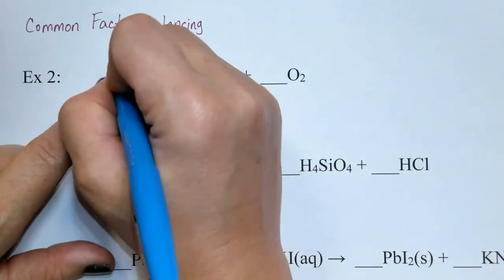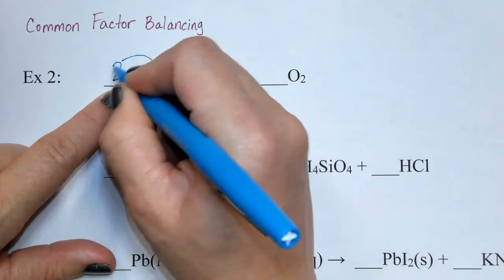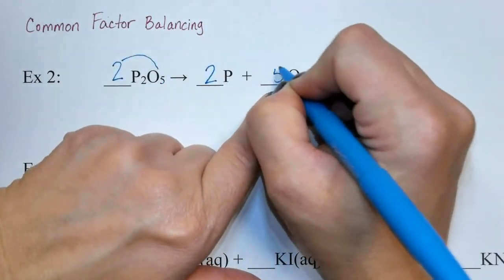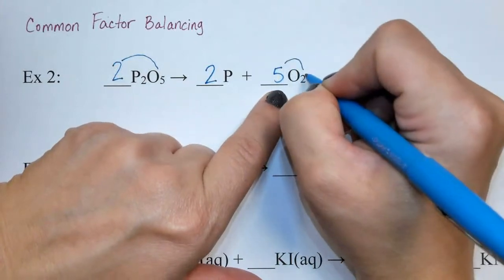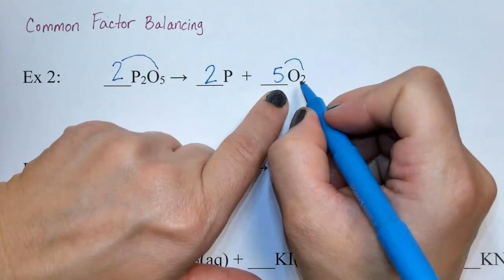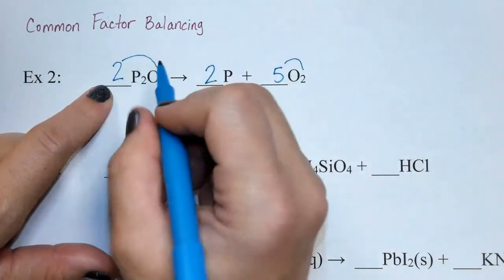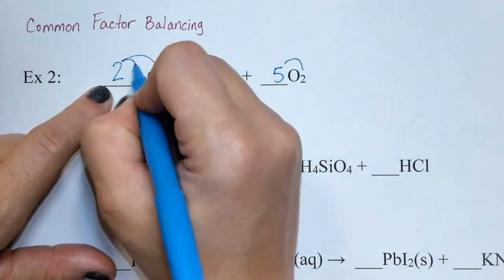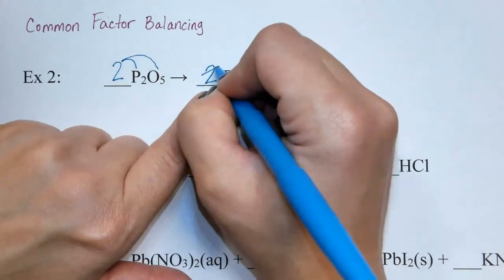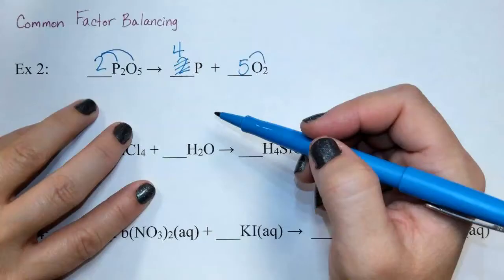So over here, by putting a 2 coefficient, 2 times that 5 is going to equal the 10 oxygens that I need. And over here, a coefficient of 5 times 2 equals the 10 oxygens that I need on the right. But I need to go back and fix my phosphorus because it's been modified. So now we have 2 times 2 is 4 phosphorus, and instead of having a 2 coefficient here, we want to change it to be a coefficient of 4.